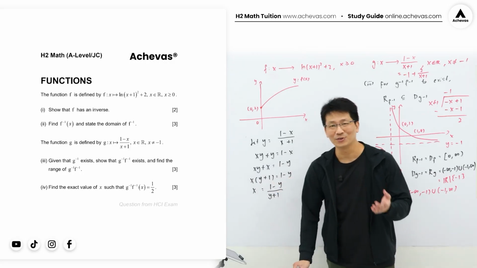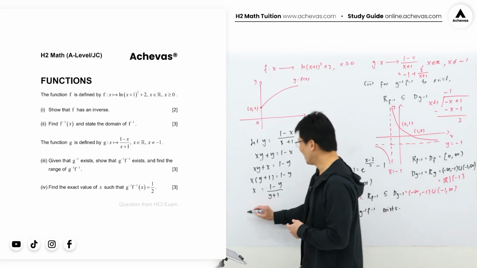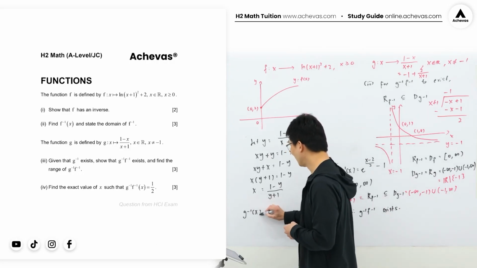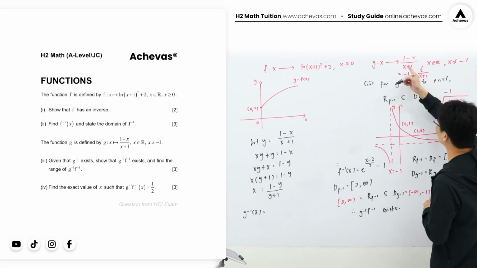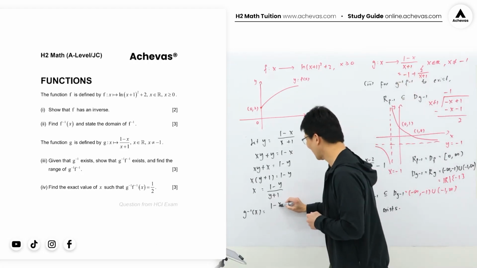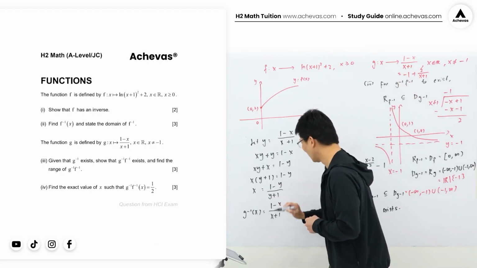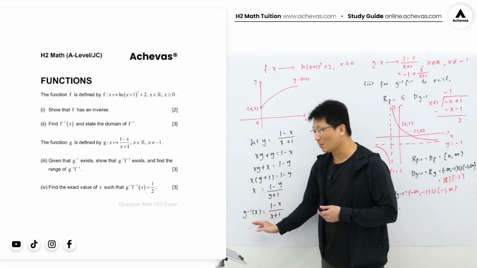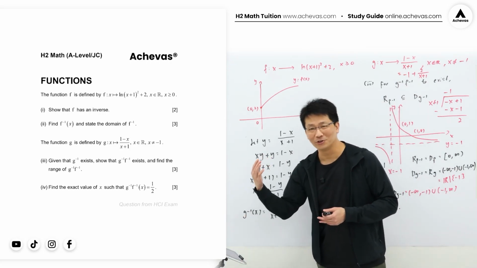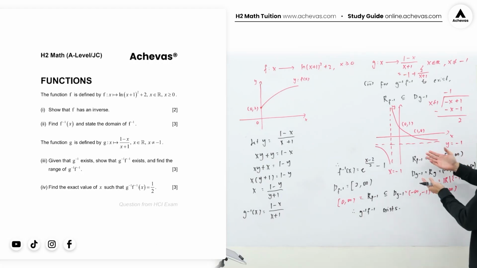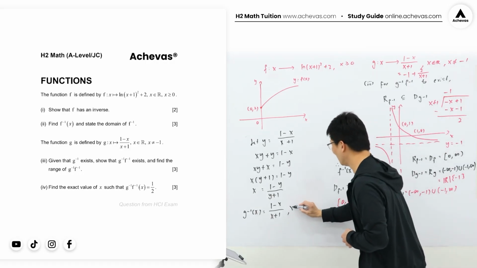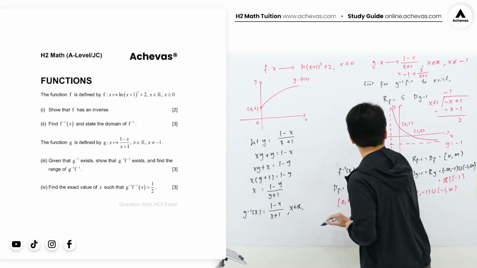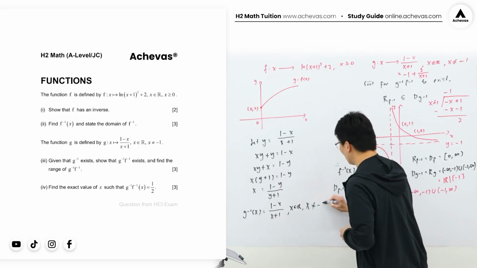And the thing is good because I can see that the equation for my G inverse is in fact the same as my original G. It's just (1 minus x) over (x plus 1). And furthermore, for the domain of G inverse, it follows the range of the original one. So the range of the original one we can see is actually everything except for y equal to minus 1, which exactly synchronizes with our function of G. So for this case, it will be x all real, and x is not equal to minus 1.